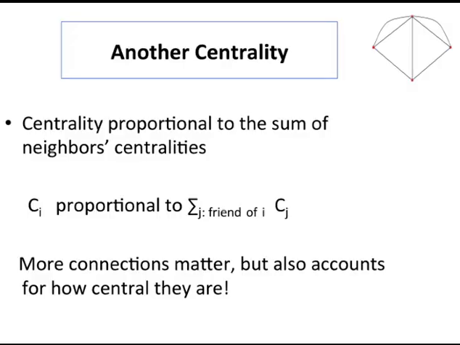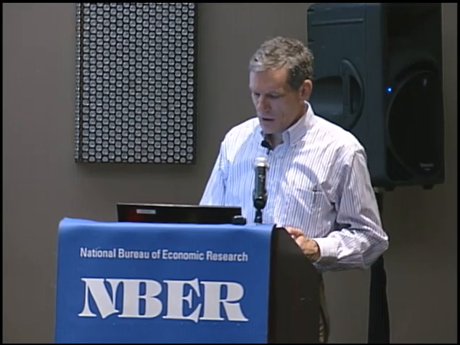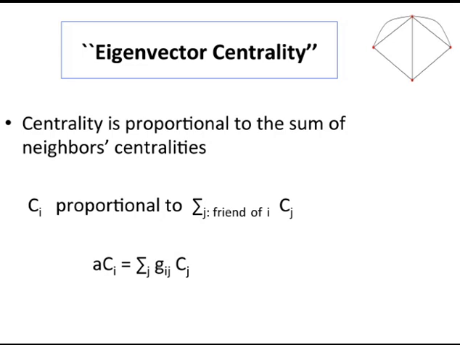The centrality measure which begins to do that is by saying the centrality should be proportional to the sum of your neighbor centralities. So let's define the centrality of a node i to be proportional to the sum of the centralities of i's friends. We want a measure which says it's not only the number of friends, but let's weight things by their centrality. Very simple variation on this. So what do we end up with? We end up with C_i proportional to the sum of C_j's. If we write that in terms of the adjacency matrix, we have some scalar λ times C_i equal to the sum of g_ij times C_j. So that's just in terms of our adjacency matrix.